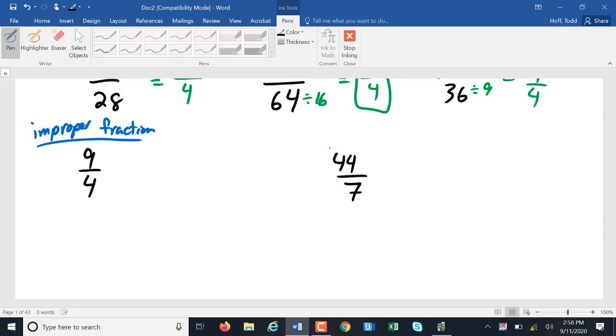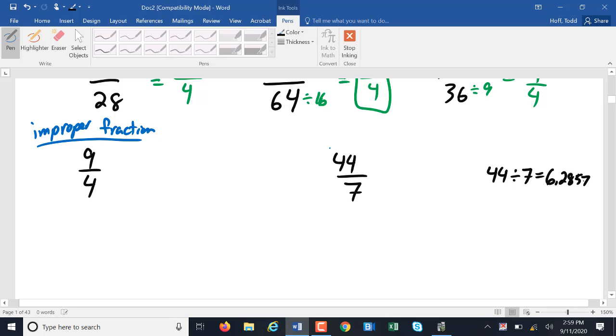How do we know how many whole objects we can get out of that? Well, we could divide. We could try to do 44 divided by 7. If you punch that in your calculator, it's going to give you something like 6.2857143 approximately, somewhere in there.